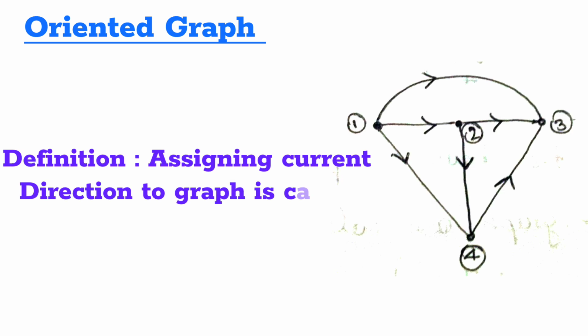Now the next terminology is called oriented graph. It is nothing but assigning current direction. If you assign a current direction to a graph, then it is called an oriented graph. Hope you understood the concept.